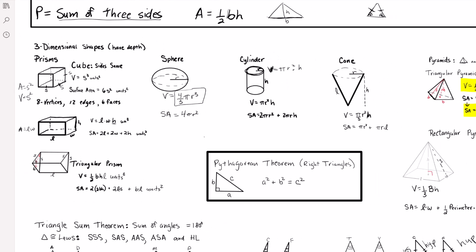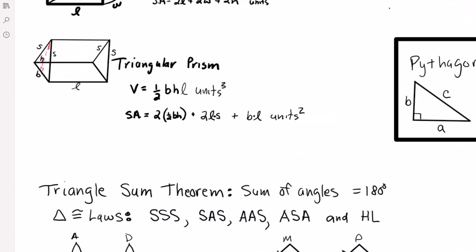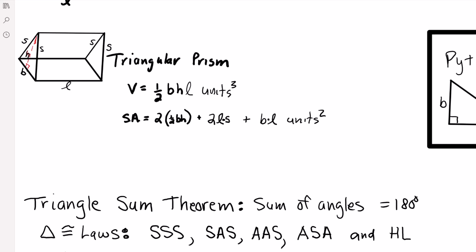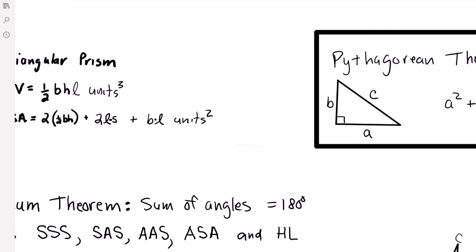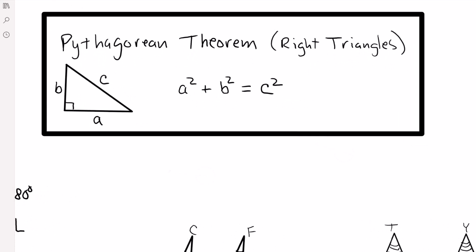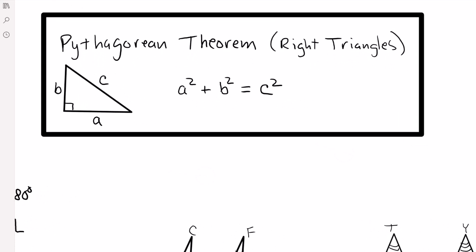Let's see, triangular prism. Here's the formula for that. I'm not going to go into depth on that here. We're already at 12 minutes. Here's the Pythagorean theorem again, in case you have a missing side. So if you need to find the hypotenuse length, say this is 4, this is 3, so it's 3 squared plus 4 squared, that's going to equal c squared. And then you'll find that c is equal to 5.